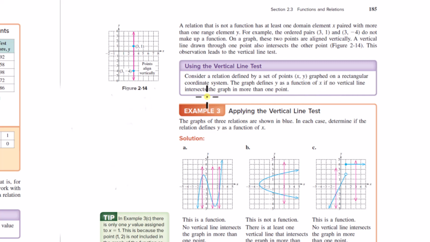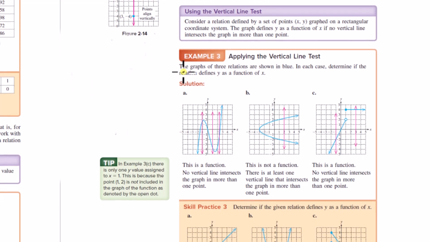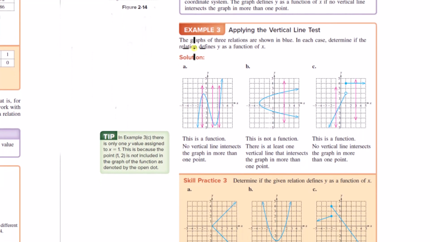Then if no vertical line anywhere in the Cartesian plane intersects the graph at more than one point, then y is a function of x. You have a function. Okay, so let's look at this example. The graphs of three relations are shown in blue. In each case, determine if the relation defines y as a function of x.